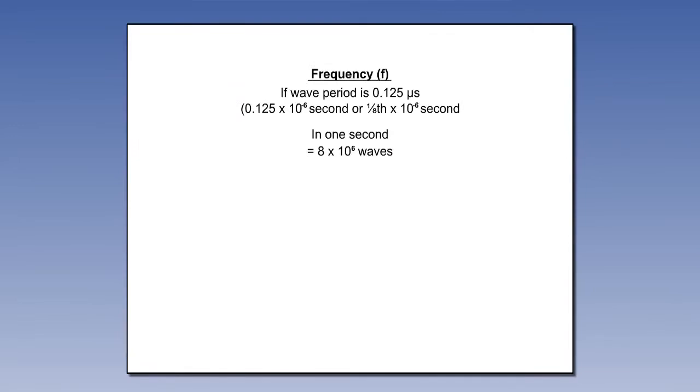If the period of a wave is given, but not the frequency, we need to convert the period of the wave into its frequency. If the period of the wave is 0.125 microseconds, that is 0.125 or 1/8 of a millionth of a second, then we need to express this in terms of a whole second, which is 8 times 10 to the power of 6.